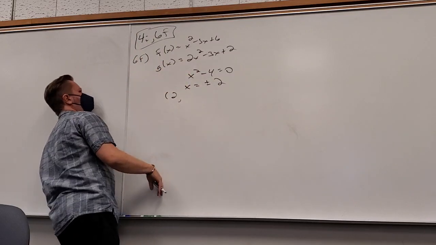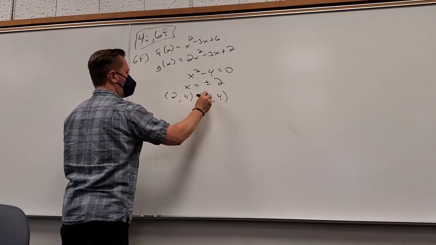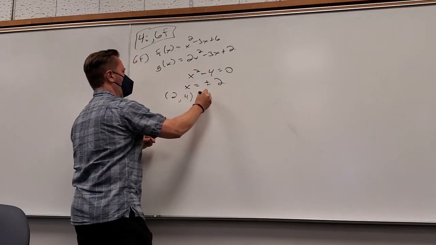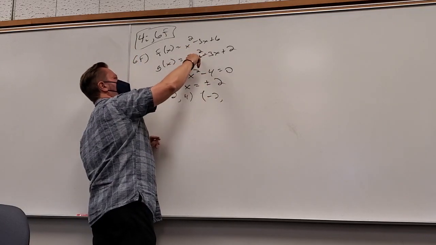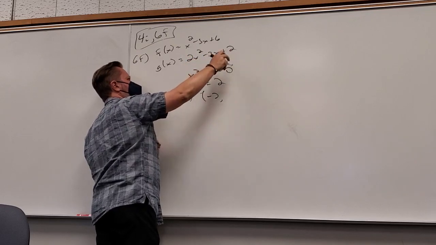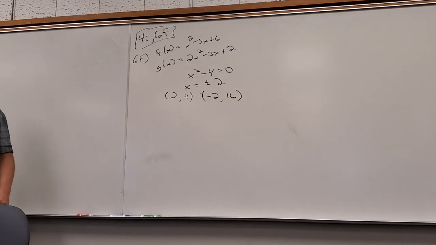What do you get when you plug a 2 in? 4. So what do you get when you plug a negative 2 in? 4. That's right, because it's squared. Is that true, John? No, I got a 16. All right, maybe not. What do you get when you plug a negative 2 in? 16. So you get 8 plus 6 plus 2. Yeah, 16. Okay. So I know that's where they meet. So I just need to plot those, and then all that matters is connecting them to show which one is on what side.